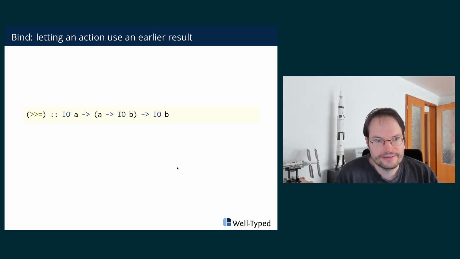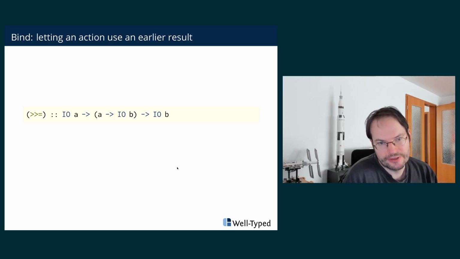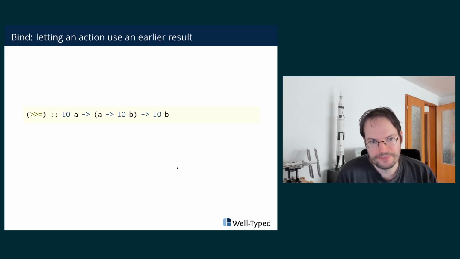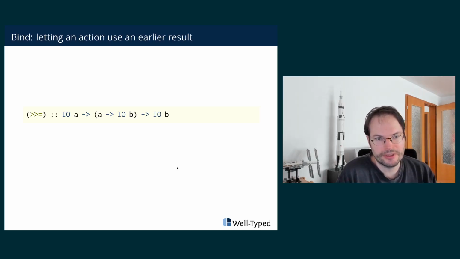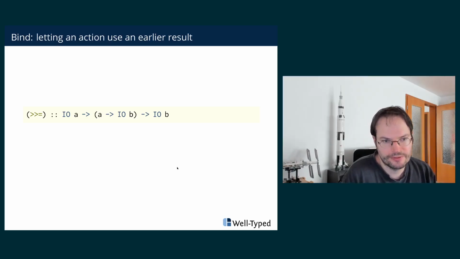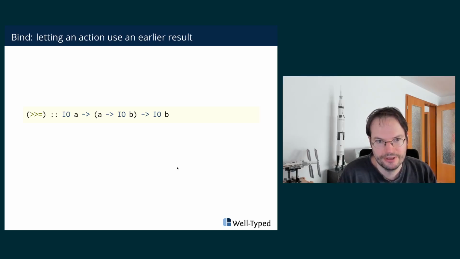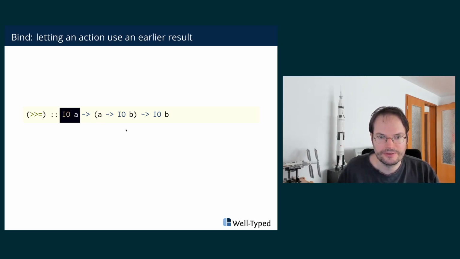All right, let's discuss the most general sequencing operation that we have in the world of I/O actions. This operation is called bind, and it is written >>=. It's an operator that looks relatively similar to our basic sequencing operator, and even its type is relatively similar. It also takes two I/O actions, one of type IO A and one of type IO B, and combines them into a single I/O action, and the effects of these two actions will happen in sequence.